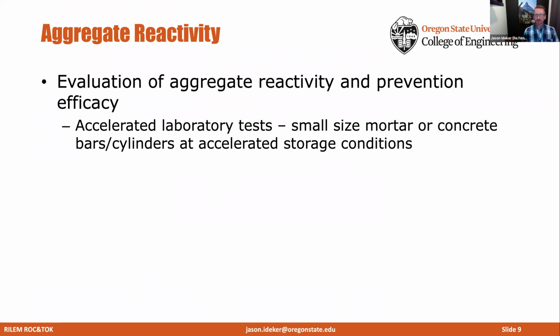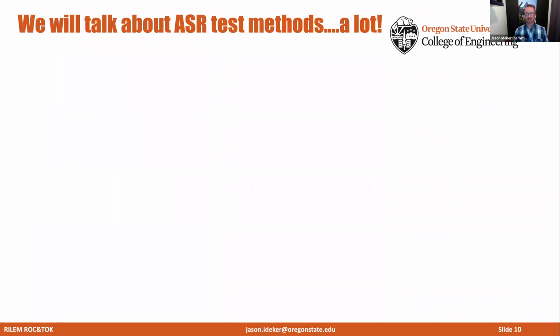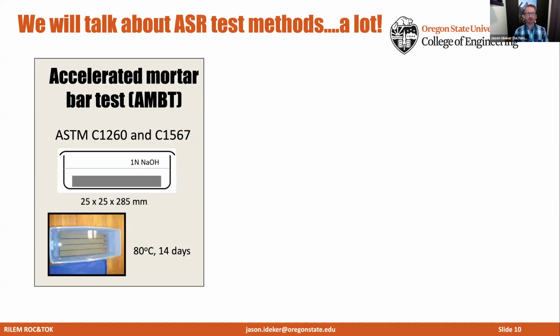So one of the things that we talk a lot about with ASR is evaluating aggregate reactivity and then evaluating prevention efficacy. We do a lot with accelerated lab tests. We're generally talking about small-sized mortar or concrete that are stored in some sort of an accelerated condition. We're going to talk about test methods a lot today, so I thought I'd introduce some of the main ones that I'm going to be talking about. You'll hear me talk about the accelerated mortar bar test, or AMBT.